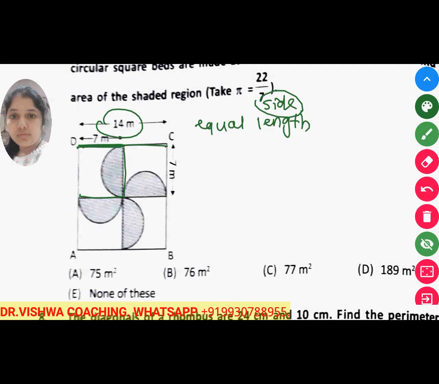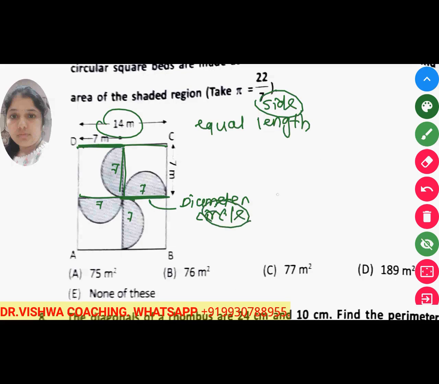So this side is 7 meter. This side is also 7 meter. This side is also 7 meter. This is also 7. This is also 7. Now what is this? This is the diameter of the circle.